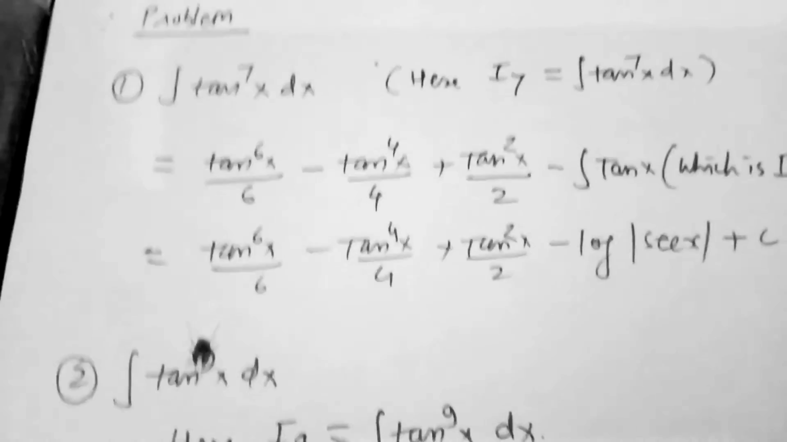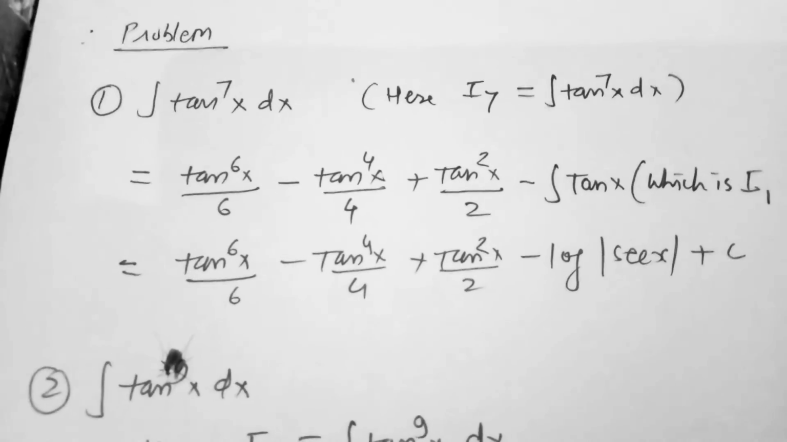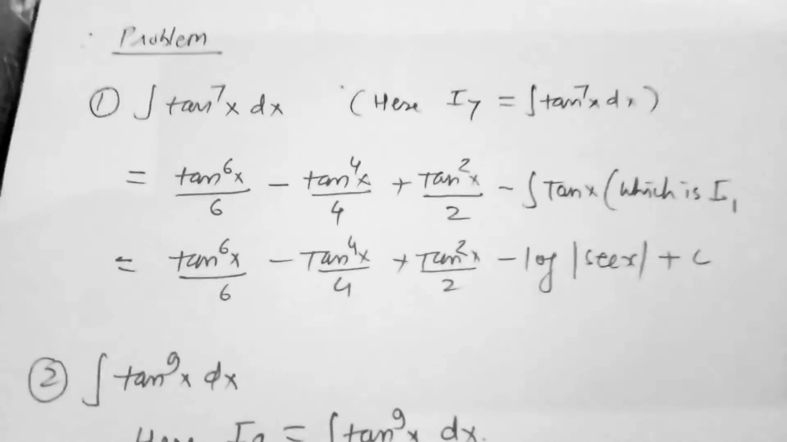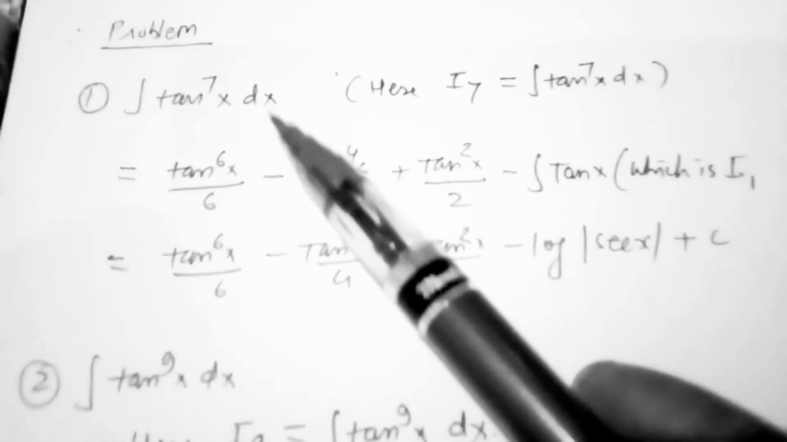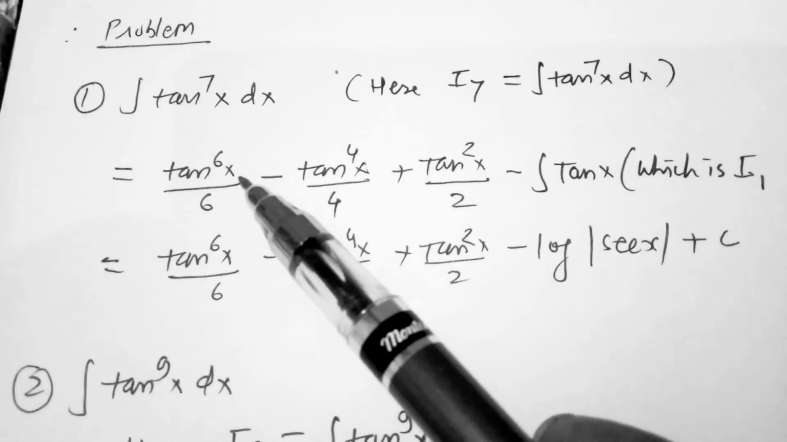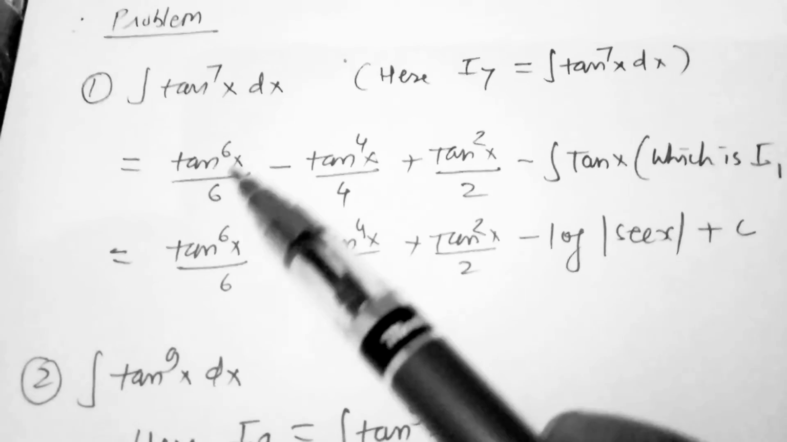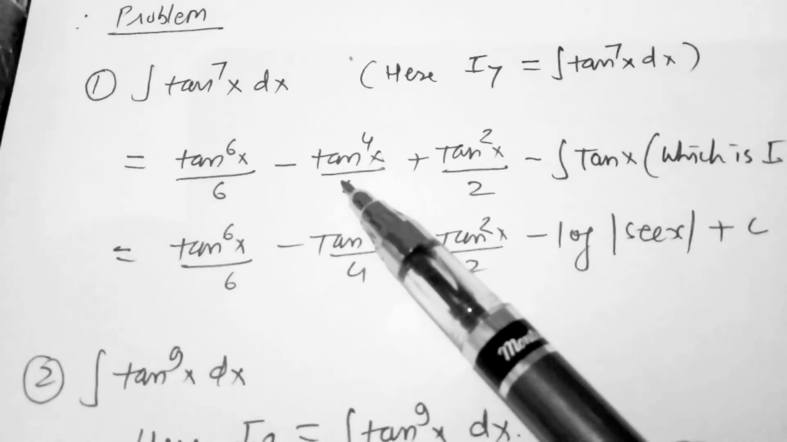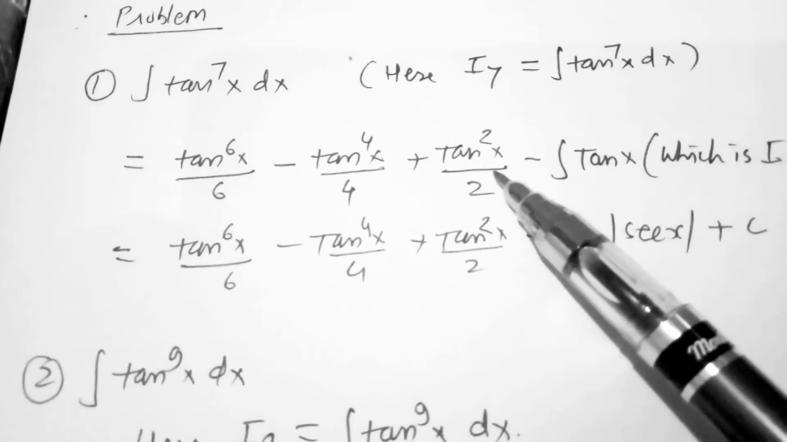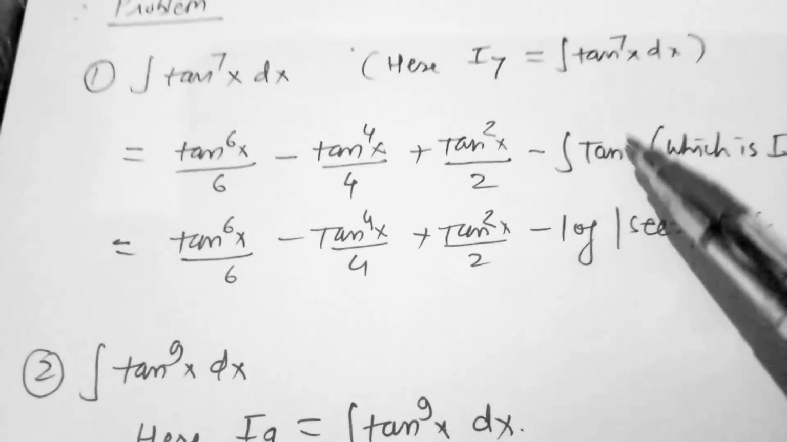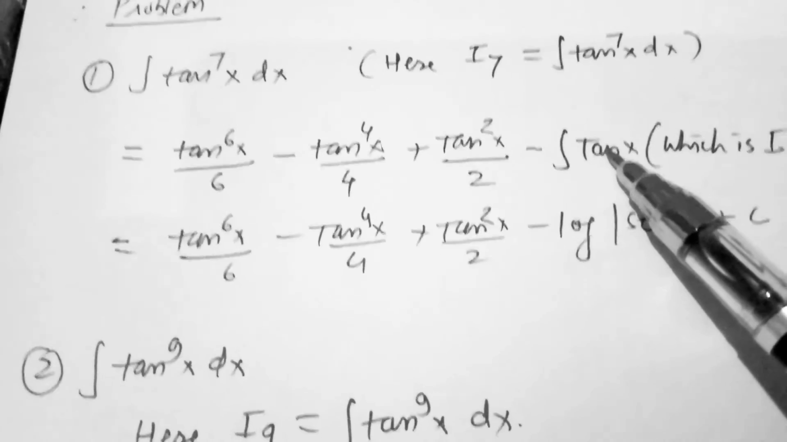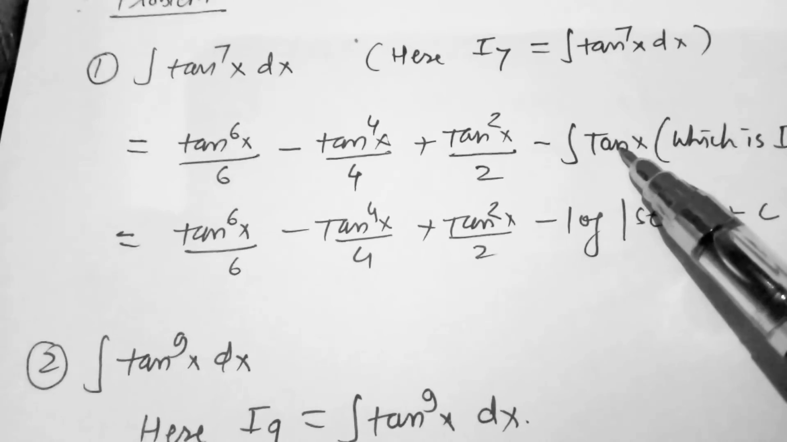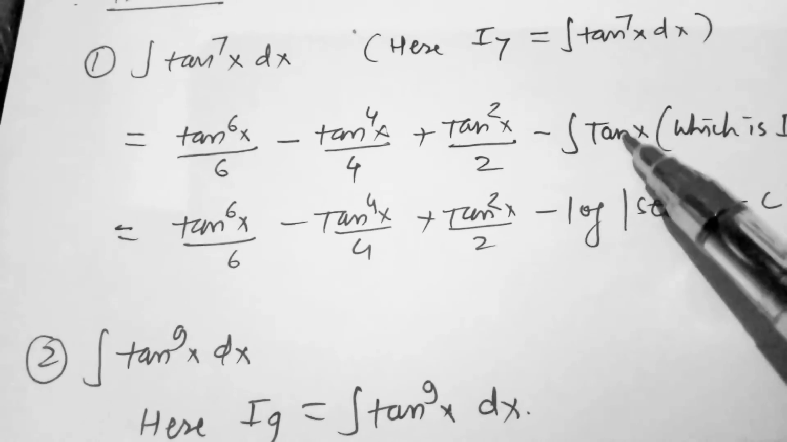So here is the first problem, integration of tan to the power 7x. See, tan to the power 7 is there, therefore the answer will start from tan to the power 6. I will say only 6 by 6, right? So 6 by 6, then 2 powers less, 4 by 4, then again 2 by 2. Now come to the last term. This is also very important. Common error: we have seen that students commit a common error in the last term.